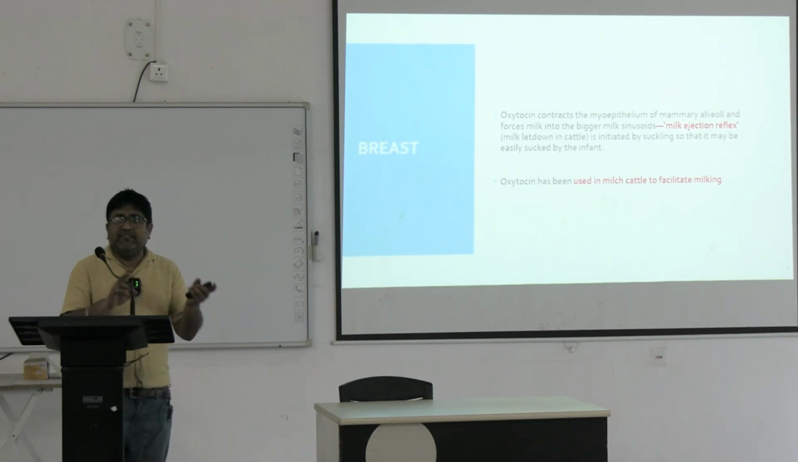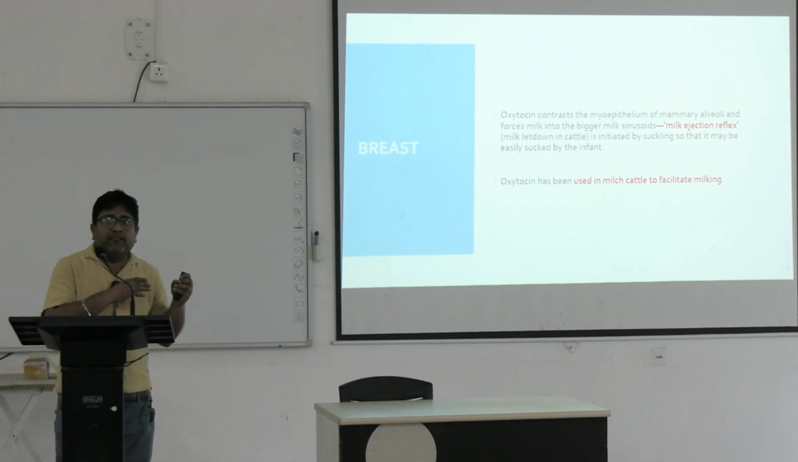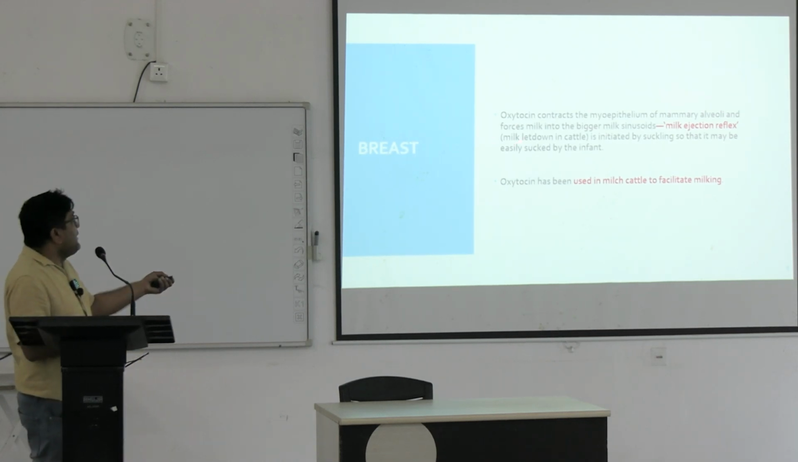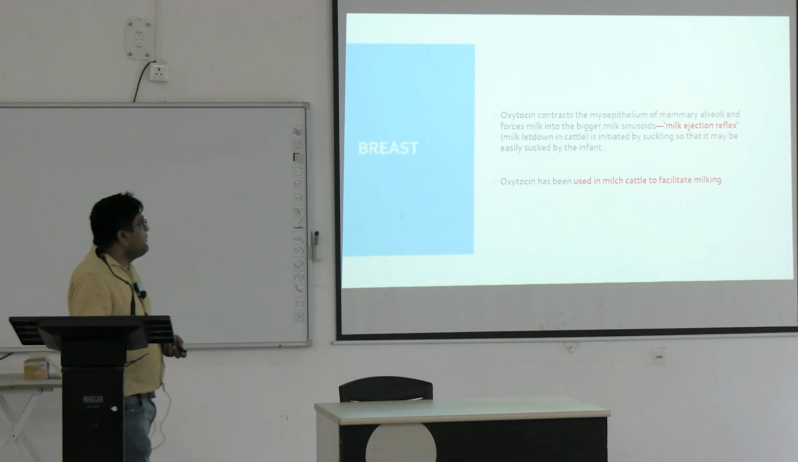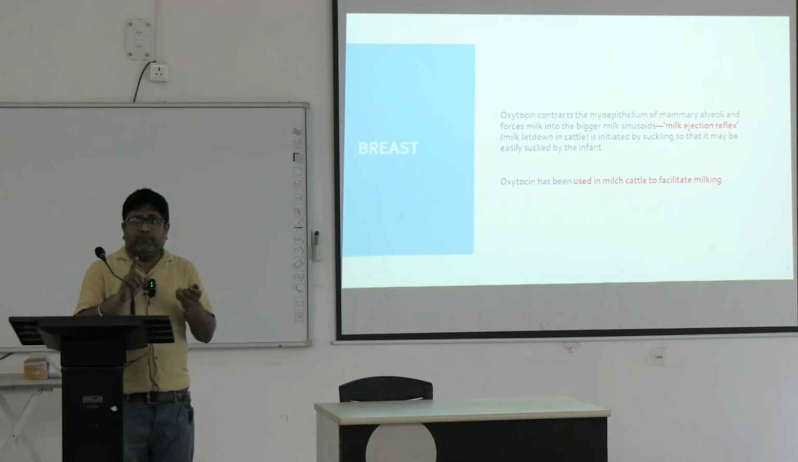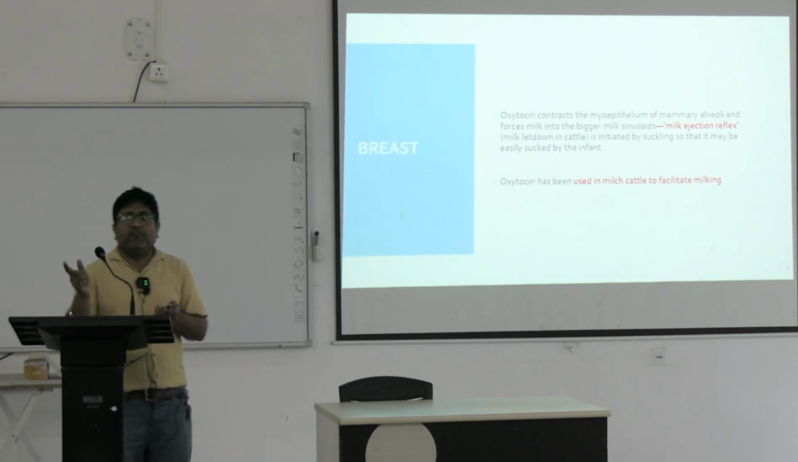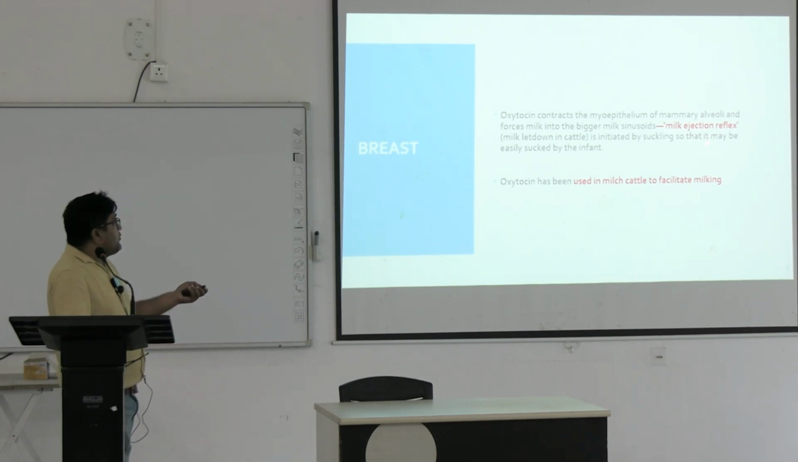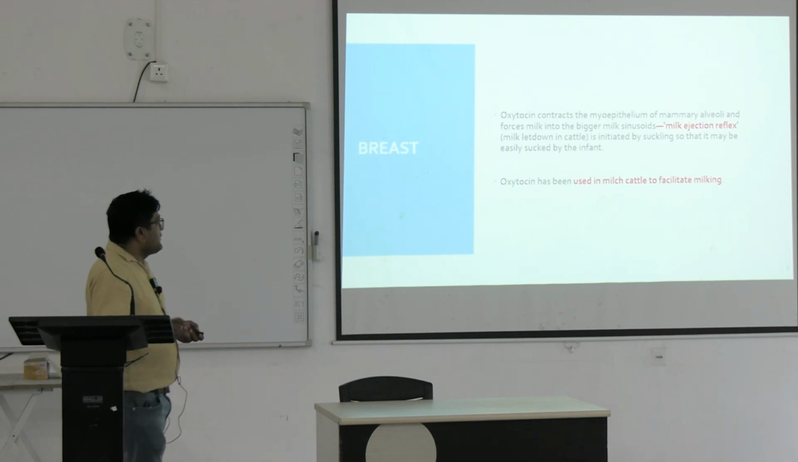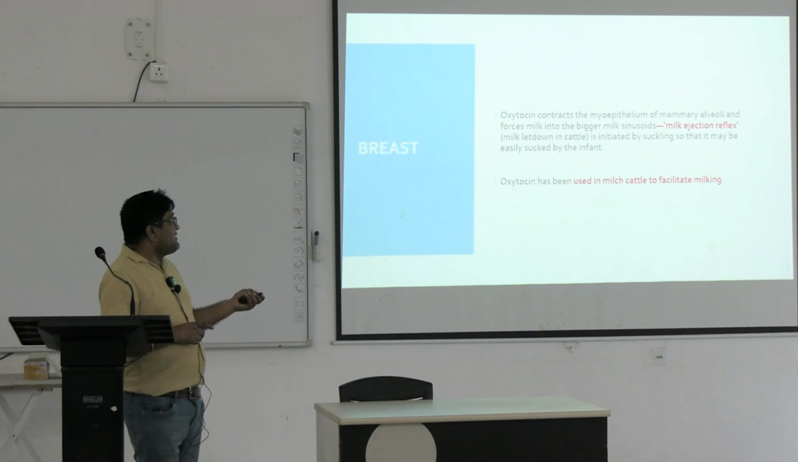They do not increase the secretion of milk, but they increase the force of milk ejection into the bigger milk sinusoids, and that is precipitated by suckling of the breast by the infant, so that it may be easily sucked by the infant. Oxytocin is used in cattle to facilitate milking.